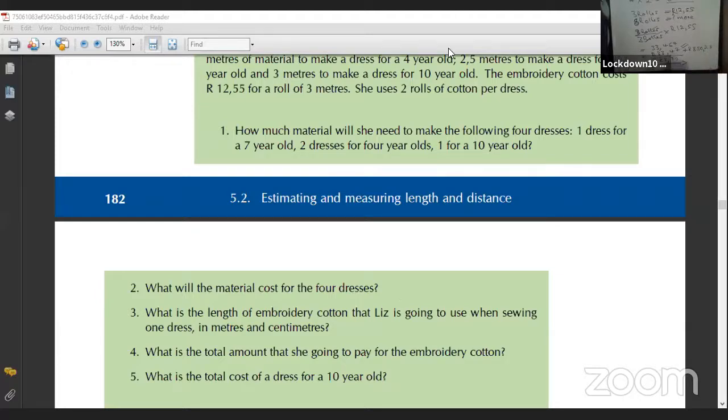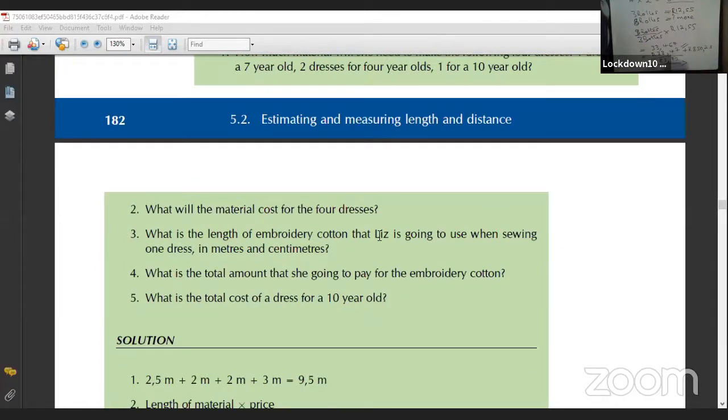Okay, let's move on, guys. Let's move on to the next question. Question number 3. Question number 3 says, what is the length of the embroidery cotton that Liz is going to use when sewing one dress in meters and centimeters? Okay, what is the length of embroidery cotton that Liz is going to use when sewing one dress?